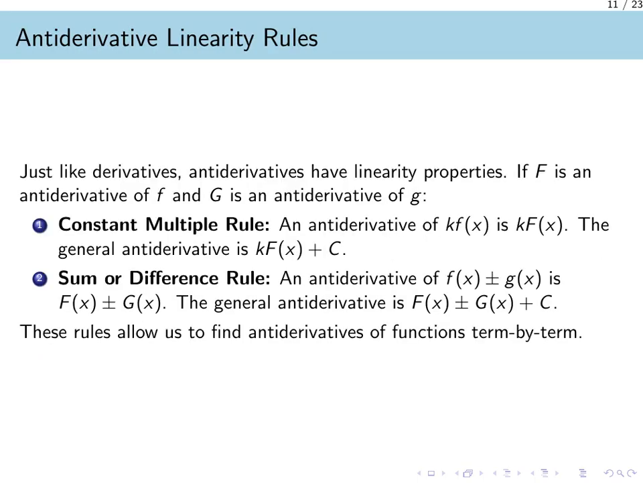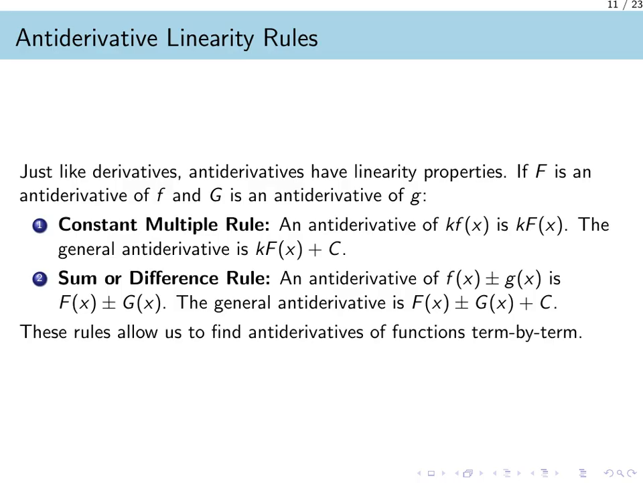Now that we have a table of basic antiderivatives, we can see how to combine them to handle more complicated functions using what are called linearity rules. The first is the constant multiple rule, which says that the antiderivative of a constant k times a function f of x is simply k times the antiderivative of f of x. The second is the sum or difference rule, which allows us to find the antiderivative of a function like f of x plus or minus g of x by finding their individual antiderivatives first and then adding or subtracting them.